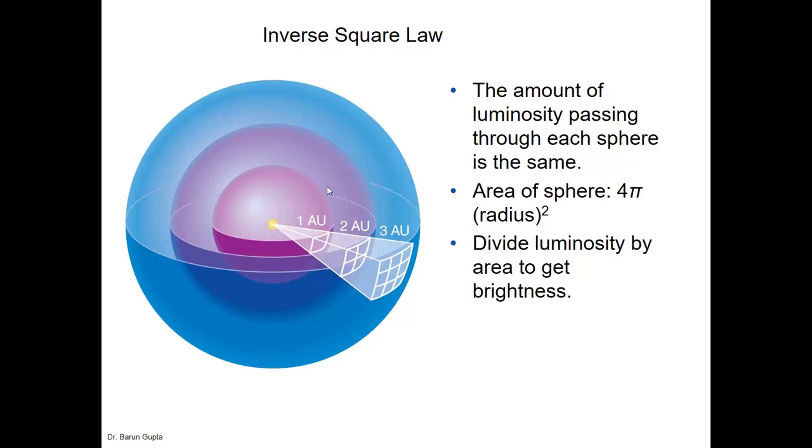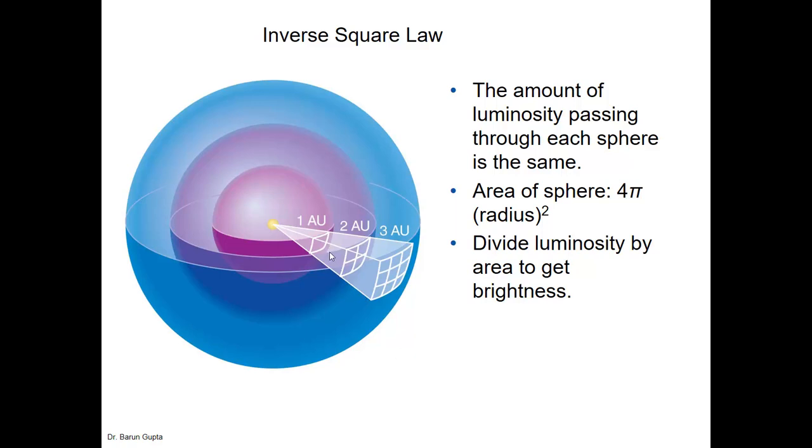The surface area of this sphere is much smaller than the surface area of this one. And you know that the surface area is directly proportional to r square. What is the surface area of a sphere? It is 4 pi r square.